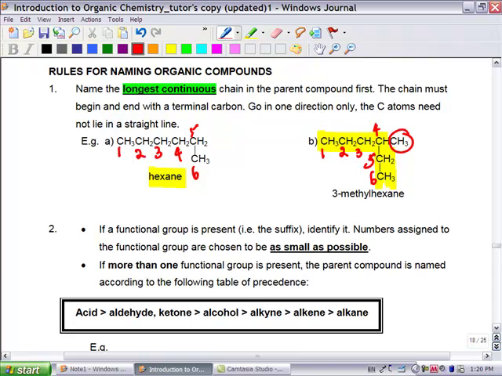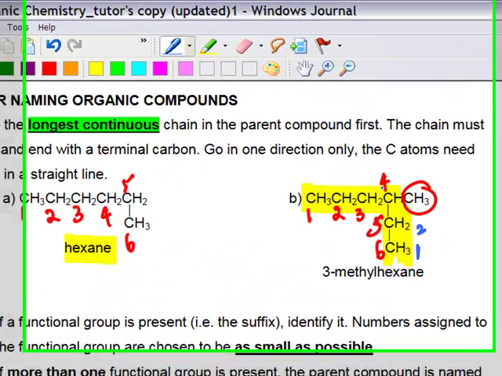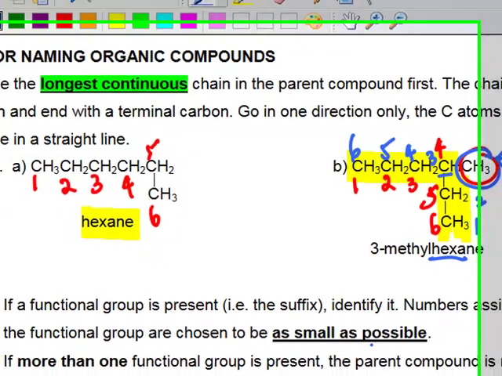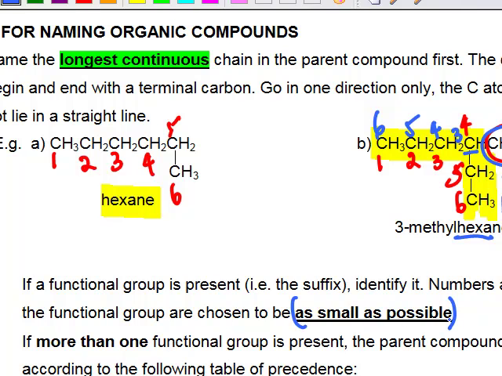When a functional group is present, the suffix identifies it. Numbers assigned to the functional groups are chosen to be as small as possible. So in this case, instead of 4-methylhexane, you number it the other way, shown in blue. 1, 2, 3, 4, 5, 6 is still a hexane, but the methyl group lies on the third carbon instead of 4 if you follow the numbering in the direction of blue, because the number assigned to the functional group must be as small as possible.